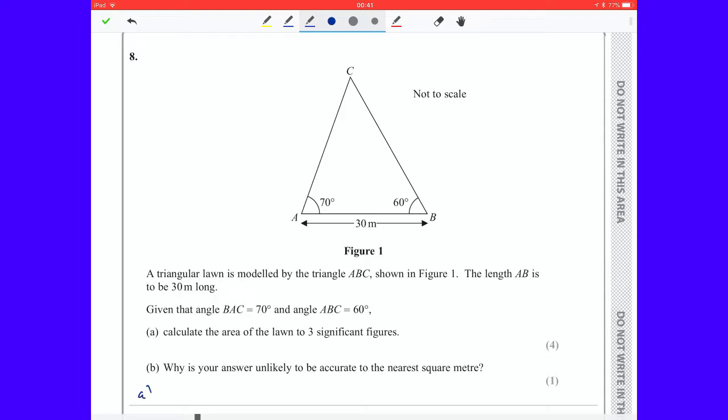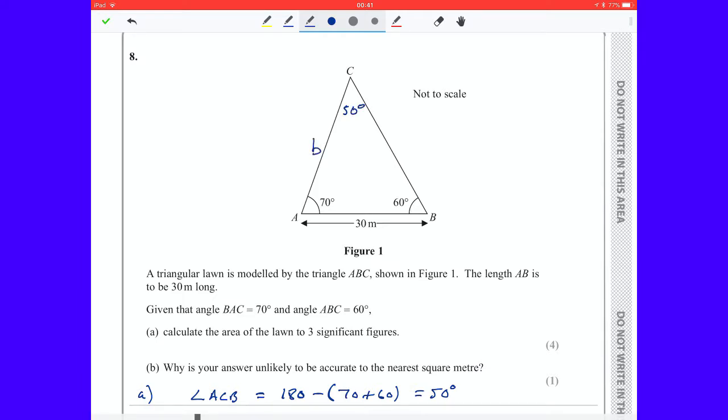So let's start by saying angle ACB is equal to 180 minus the sum of the other two angles. And 180 minus 130 is 50 degrees. So angle C is 50 degrees.